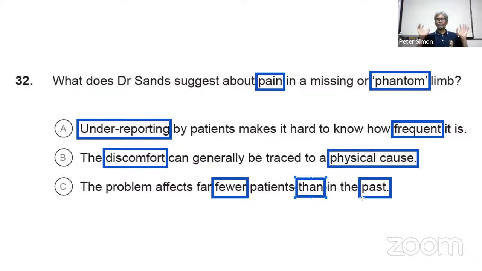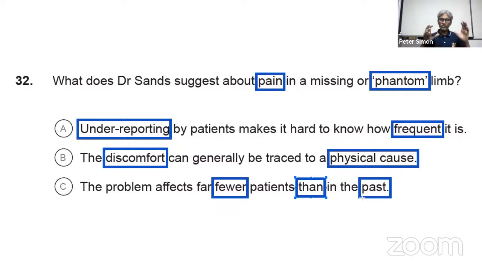Problem with information. Information is not reaching the doctor. Second one is reason. There is a reason behind it. Because of that reason, there is a discomfort. So, reason behind this discomfort. And third one is, earlier there were more patients affected. Earlier this pain affected more, but now this pain affects less number of people. So this is statistics.